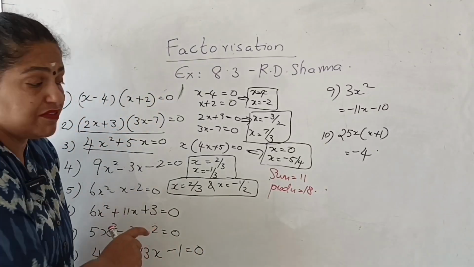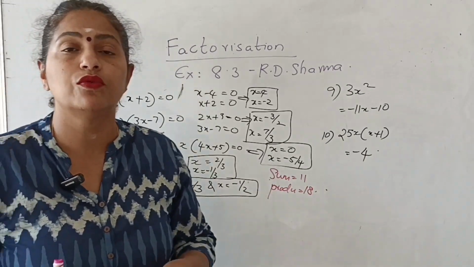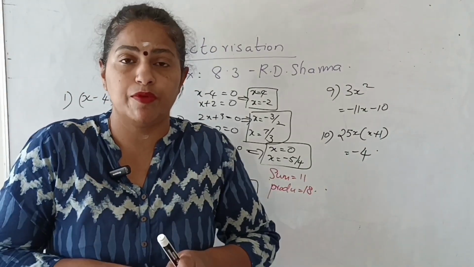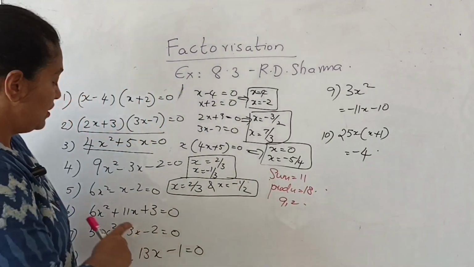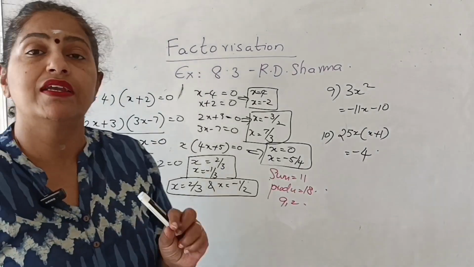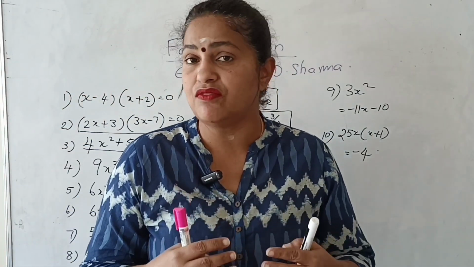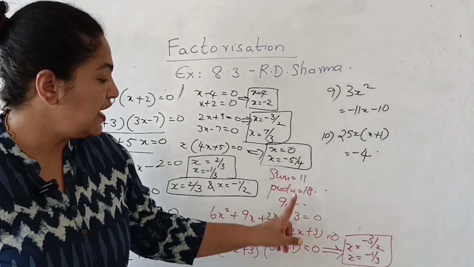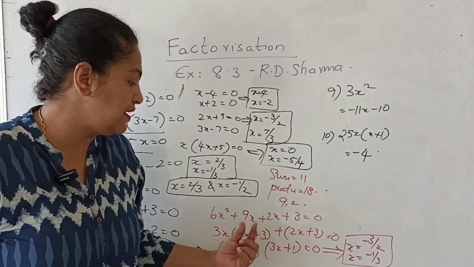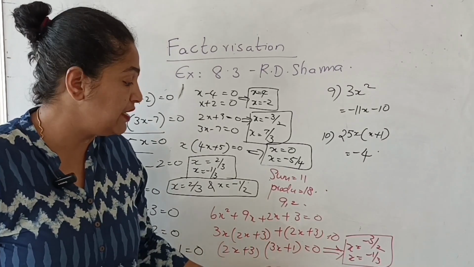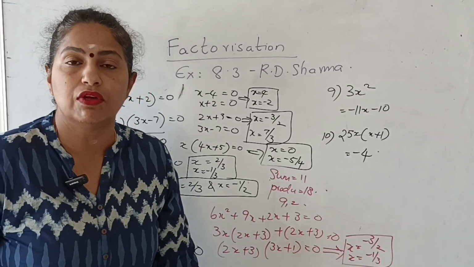6x square plus 11x plus 3. Our sum is 11 and the product is 18. So what are the two numbers that can give you a sum of 11 and product of 18? It is obviously 9 and 2. Fine. Now I am going to split the middle term using 9 and 2 as 9x and 2x, and let us see what is the final answer that we are getting. I have done the complete sum over here. I have split the middle term using 9x and 2x and then I have taken the common factors out and grouped the terms, giving us x is equal to minus 3 by 2 and x is equal to minus 1 by 3.